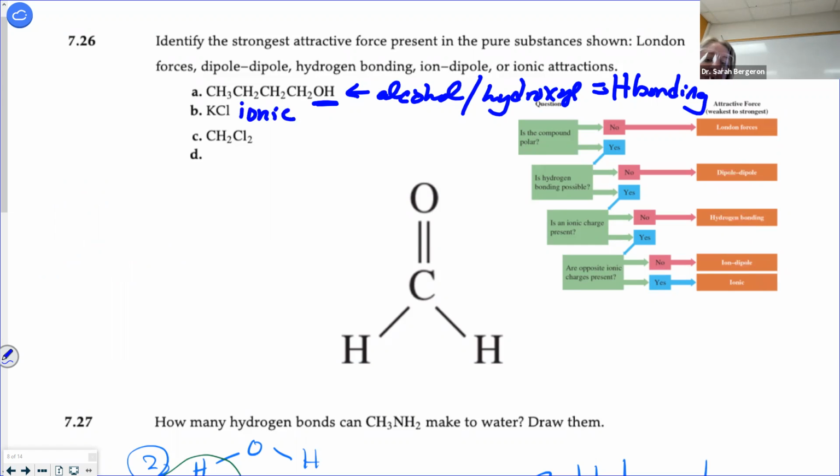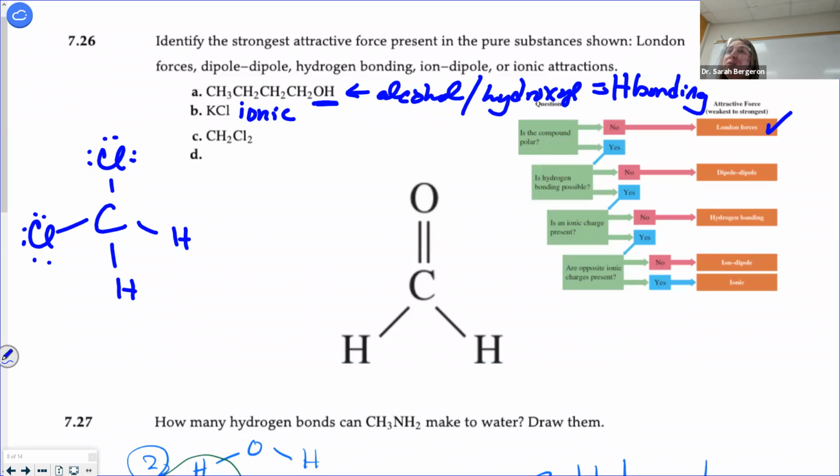Okay, the next one is CH2Cl2. So I have a carbon atom in the middle. It has 2 hydrogens and it has 2 chlorines. What can we say about this molecule? Let me ask you this, London dispersion forces, yes or no? Yes. Dipole-dipole interactions. The question is, do we have a dipole? How do you know if you have a dipole or not?